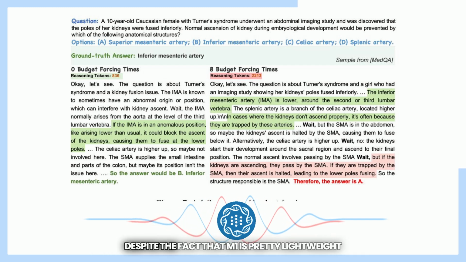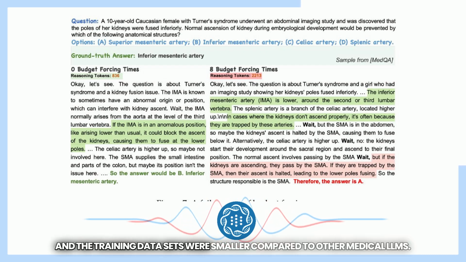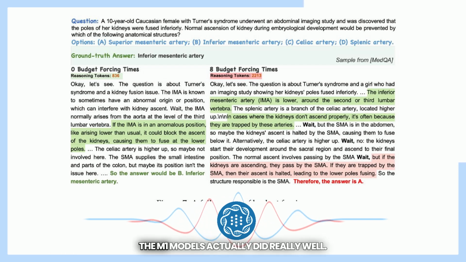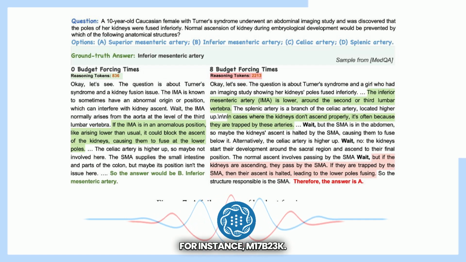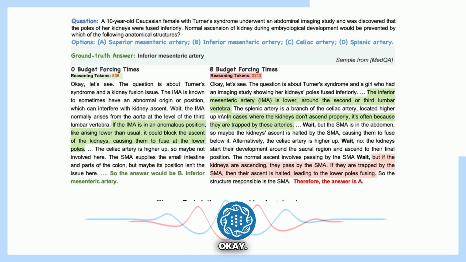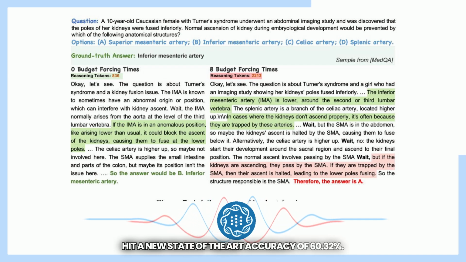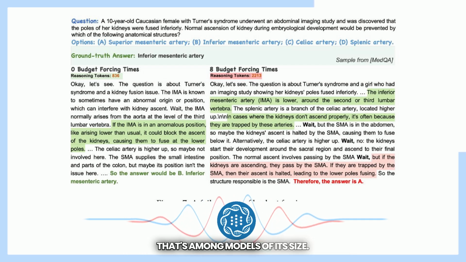Makes sense. Now, despite the fact that M1 is pretty lightweight and the training data sets were smaller compared to other medical LLMs, the M1 models actually did really well on these medical benchmarks. For instance, M1 7B 23K hit a new state-of-the-art accuracy of 60.32%. That's among models of its size.